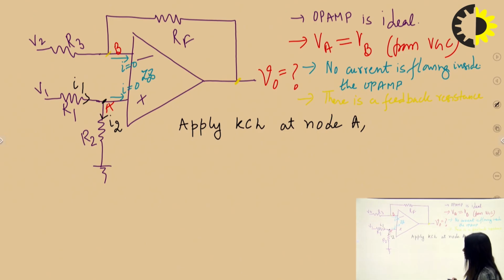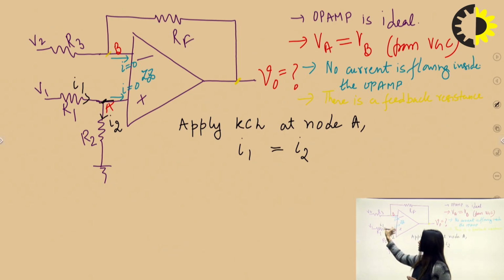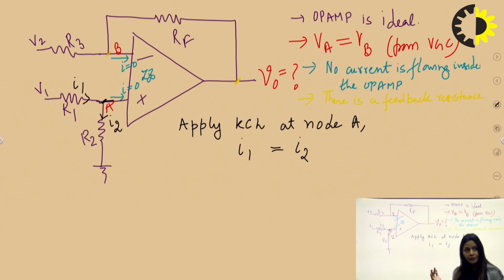From there, I can say incoming current is I1. Outgoing current is I2, and there is one more current, but it is 0, because no current can flow inside the op-amp, since it is offering very high resistance. So I can say I1 is equal to I2. So I have applied my Kirchhoff current law at node A.